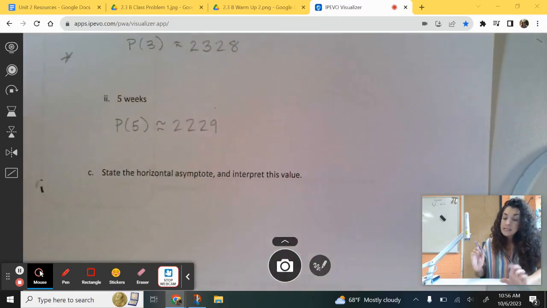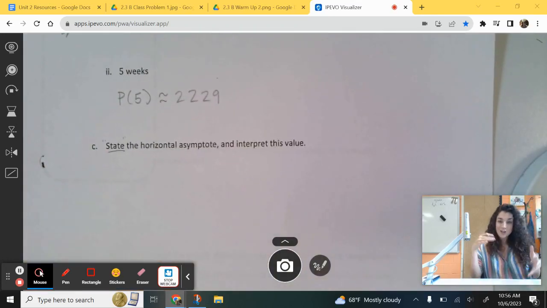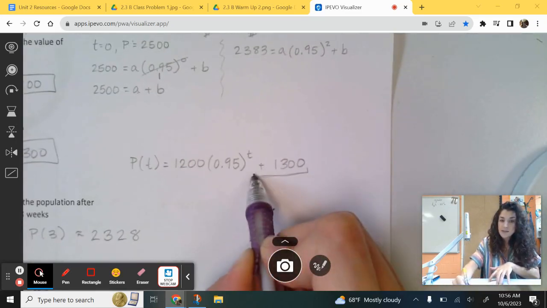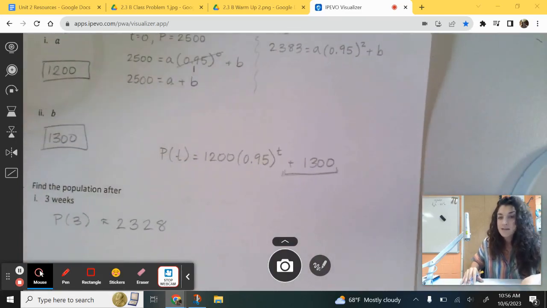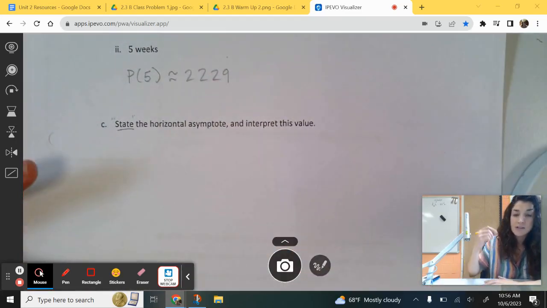All right. State. State means it should be easy, right? It should be on the page. It's kind of like write down, okay? So state the horizontal asymptote and interpret its value. So our horizontal asymptote is always going to be the C piece, right? So that is in the equation. You've already solved for it. So state the horizontal asymptote.